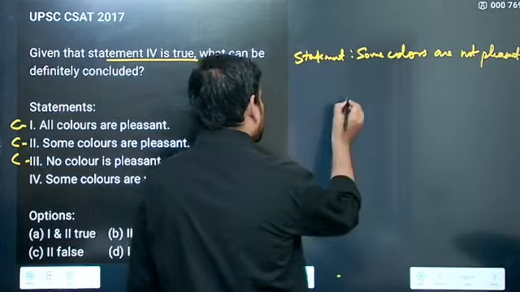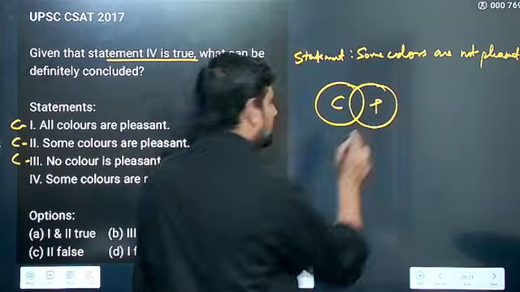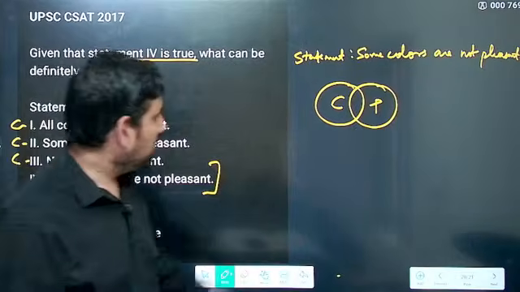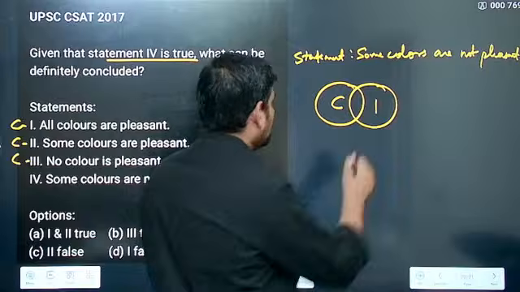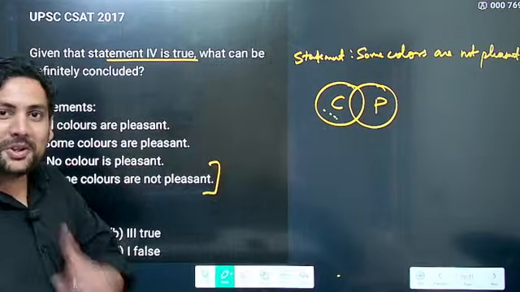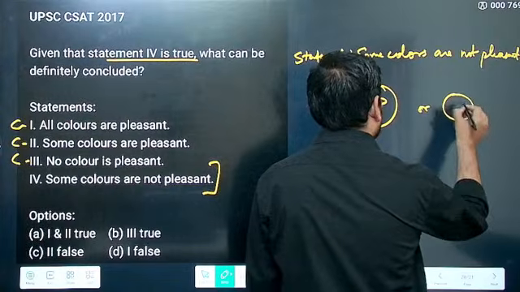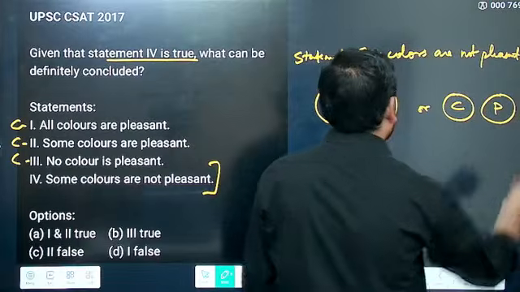So some colors are not pleasant. This is colors. This is not pleasant. This is one diagram possible. Very clearly, some colors are not pleasant, which are lying here. Now, I told you about one more diagram, which was this. You completely draw them separately.